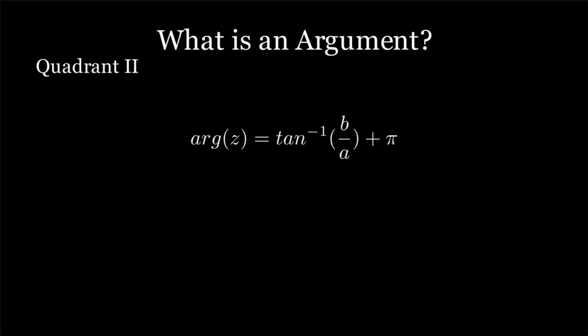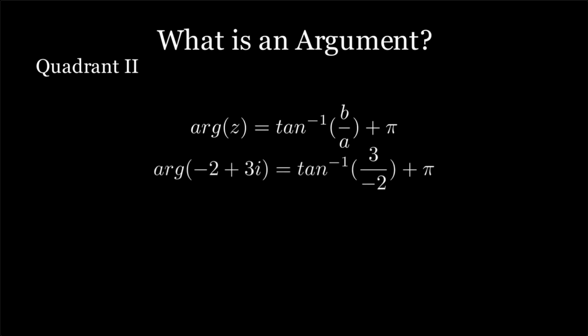So let's say we want to find the argument of negative 2 plus 3i. What we can do is the inverse tangent of 3 over negative 2, and then we can add pi to that. And we see that gives us approximately 2.16 radians.